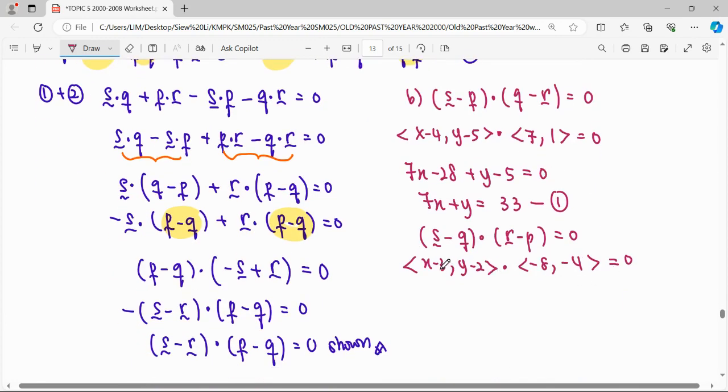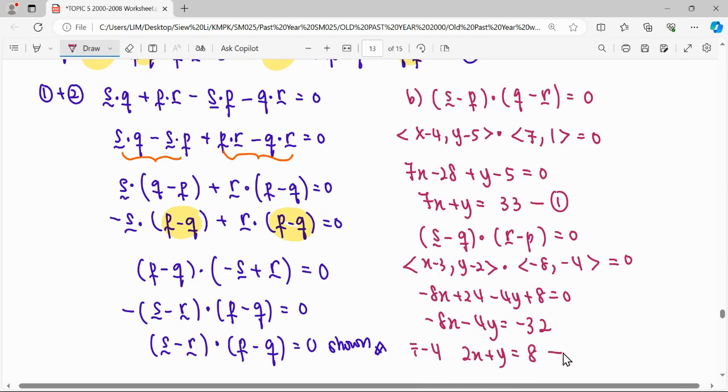So simplify this dot product. Alright, so x times x, y times y, we get this. So we simplify, we get negative 8x minus 4y, which gives us negative 32. And then we try to simplify, we can still divide by 4 or negative 4, so that we can get a similar term here, positive y.